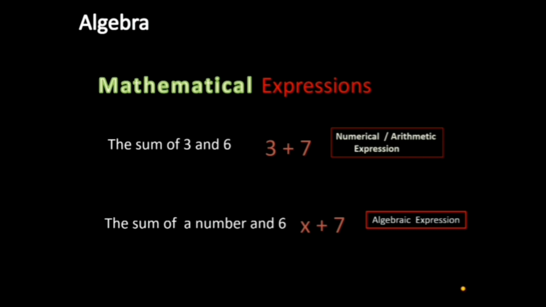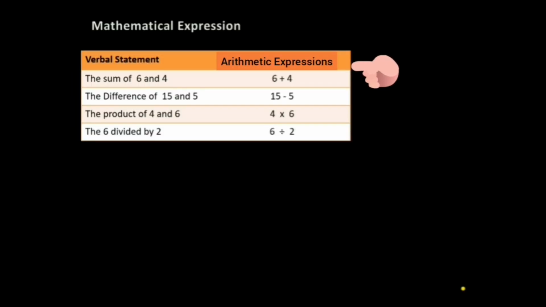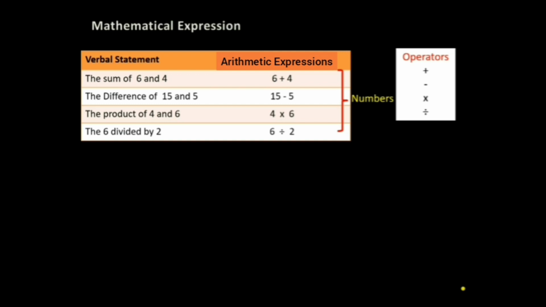Let us see some examples of arithmetic expressions. In this you can see the sum of 6 and 4. We write 6 plus 4. The difference of 15 and 5 can be written as 15 minus 5. The product of 4 and 6 can be written as 4 into 6. 6 divided by 2 is written as 6 divided by 2. In these you can observe all are numbers using operators, so these are called arithmetic expressions.